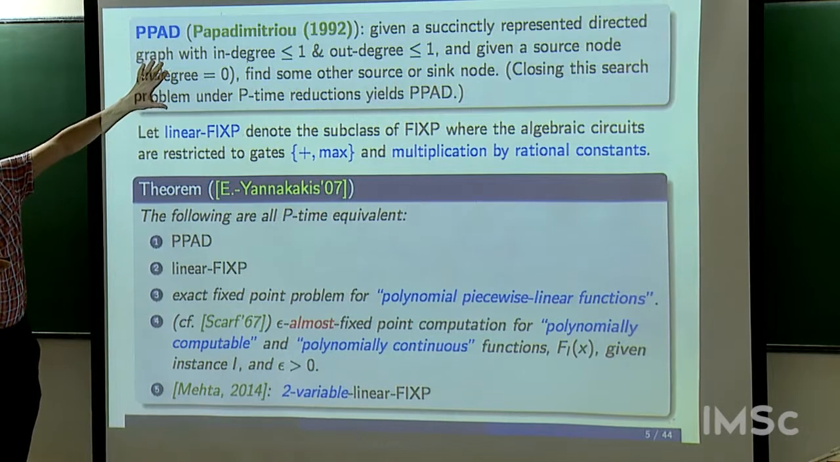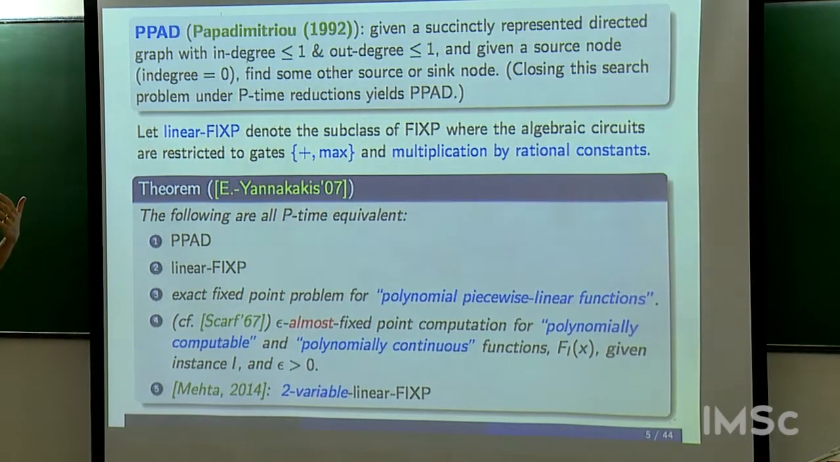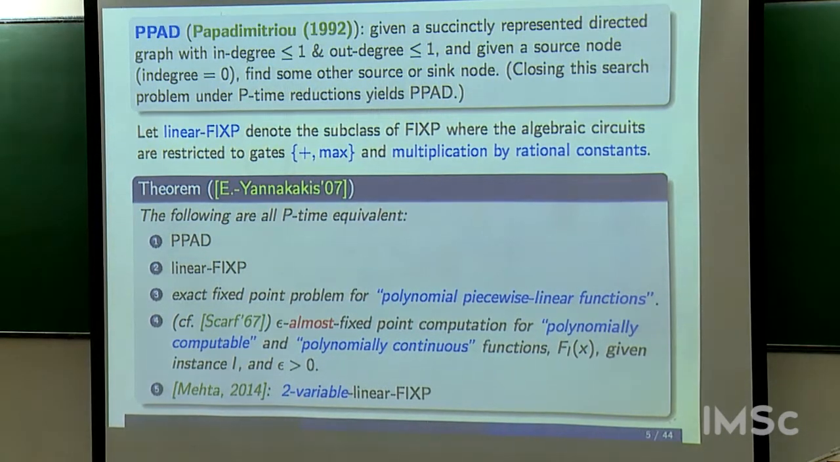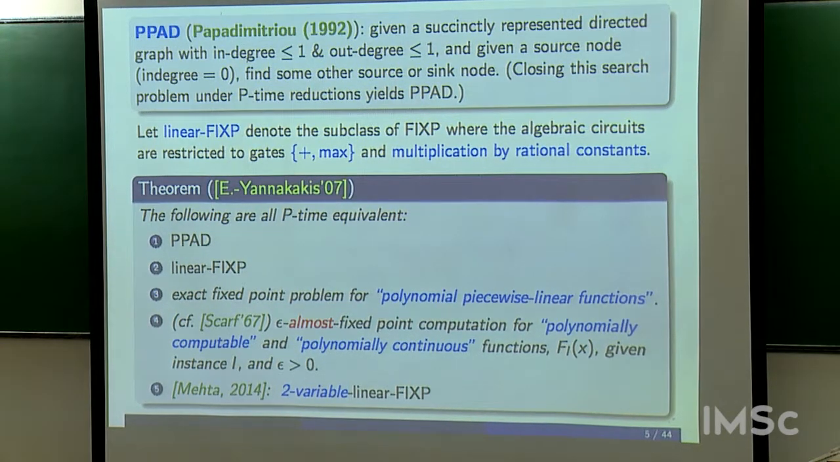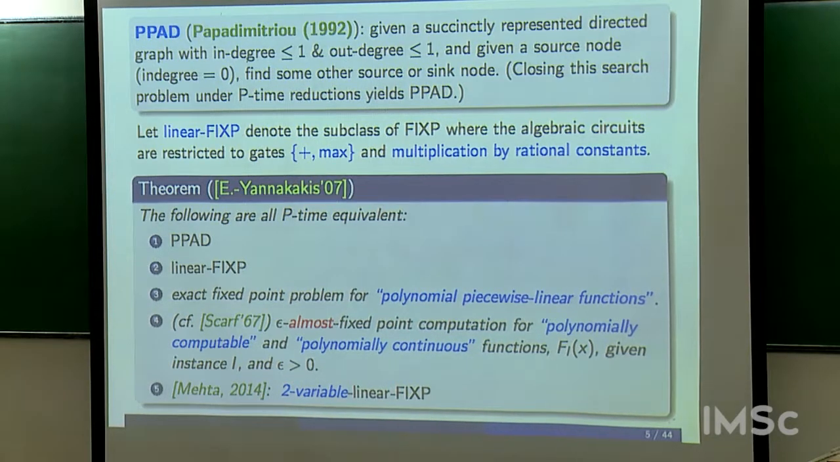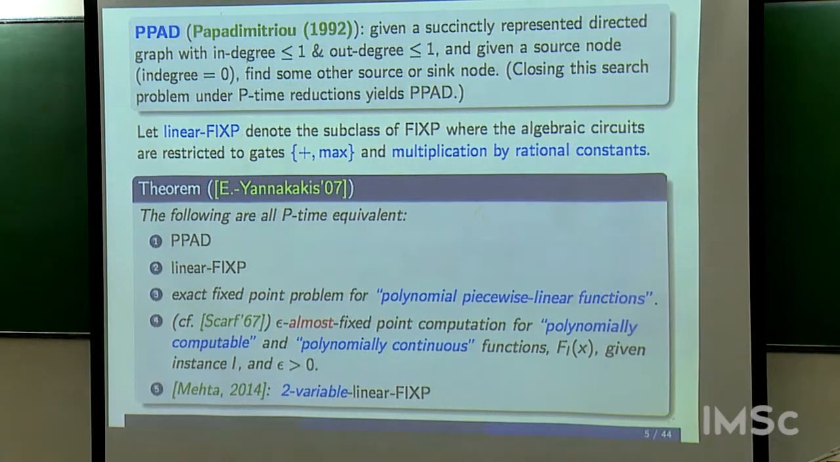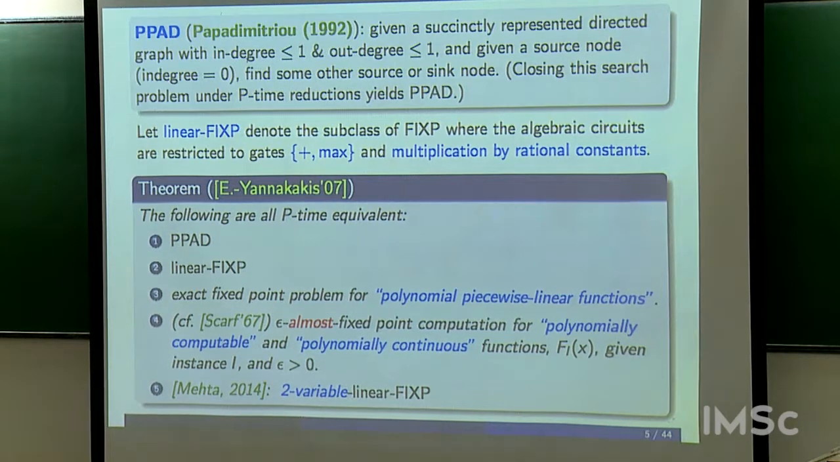I'm not going to dwell on the original definition. It's a purely combinatorial thing. You're given a succinct representation of a directed graph which has in-degree bounded by at most 1 and out-degree bounded by at most 1. By succinct representation, I mean you're given the adjacency matrix of the graph, but rather than being given it explicitly, you're given it by Boolean circuits, okay?